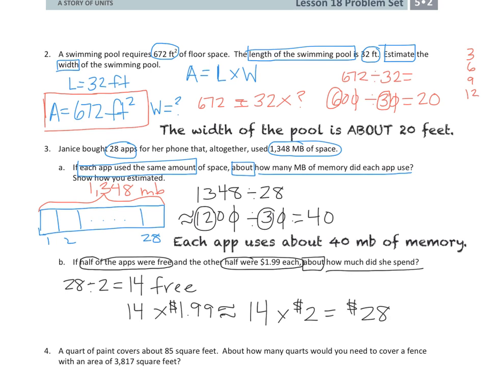So let's write our sentence out. So you can say she spent about $28 on the 14 paid apps. Go a little more detailed with our answer for the word problem, but make sure the word about is there and you have the dollar sign or the word dollars after 28. And that ends our lesson.